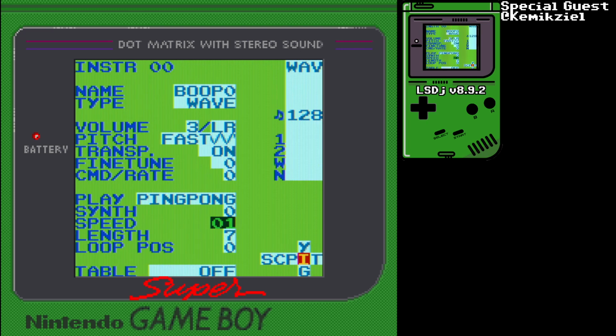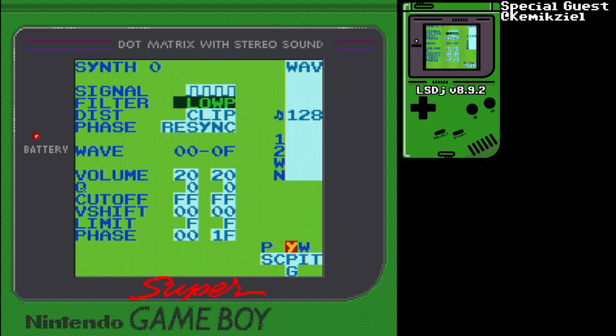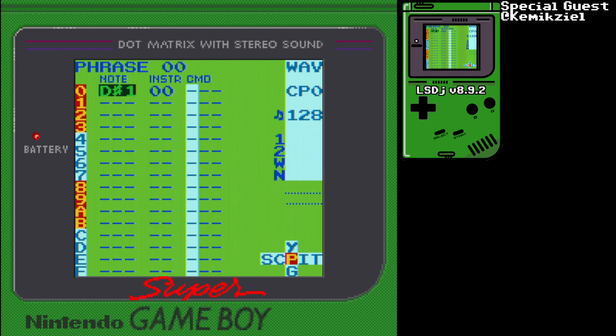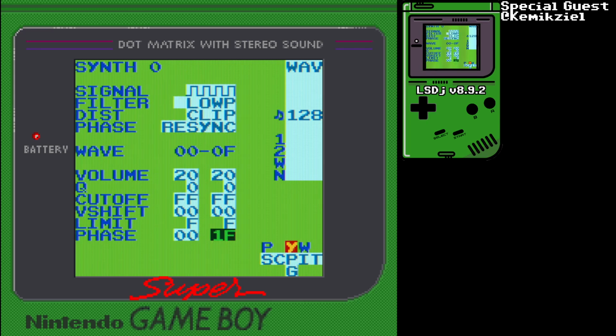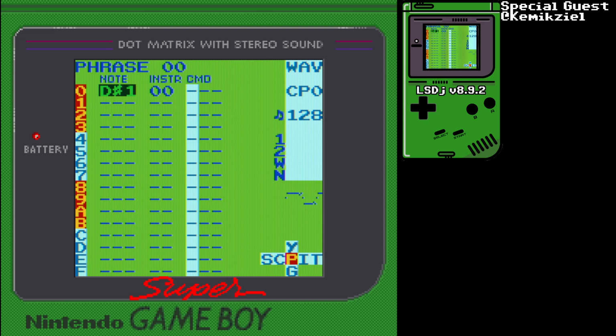Let's listen to what this sounds like with a normal speed and all the way up. Oh no, I set it back to normal. I need it to resync. So it's kind of like going up the harmonic series again. So let's say you wanted to add some harmonics, but you didn't want to mess around with the filter stuff. You can just set phase to resync. You can kind of hear it going up the harmonic series almost and then coming back down. And kind of the same thing there.